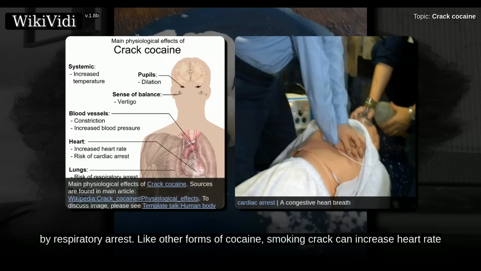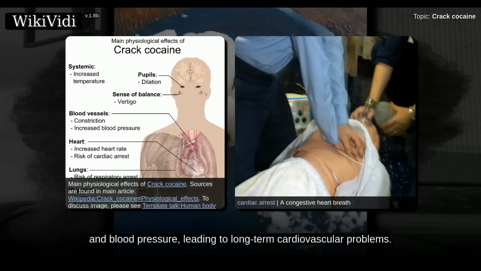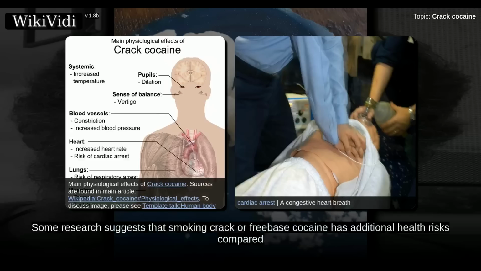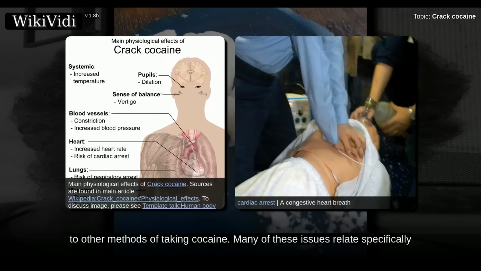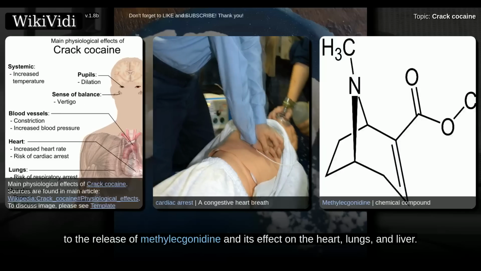Like other forms of cocaine, smoking crack can increase heart rate and blood pressure, leading to long-term cardiovascular problems. Some research suggests that smoking crack or freebase cocaine has additional health risks compared to other methods of taking cocaine. Many of these issues relate specifically to the release of methylguanidine and its effect on the heart, lungs, and liver.